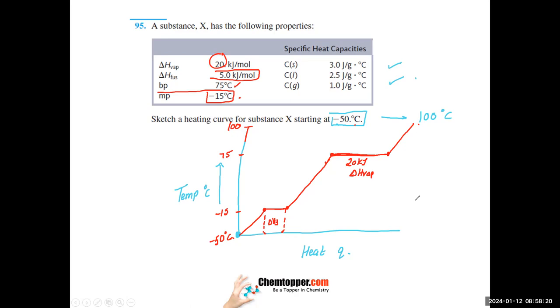This is the heating curve for this substance X. You can see a flat line at the melting point first. You can see a flat line at the boiling point. But when the state is not changing in the solid form, there is a rise in temperature. There is a rise in temperature in the liquid form. There is a rise in temperature in the gaseous form.